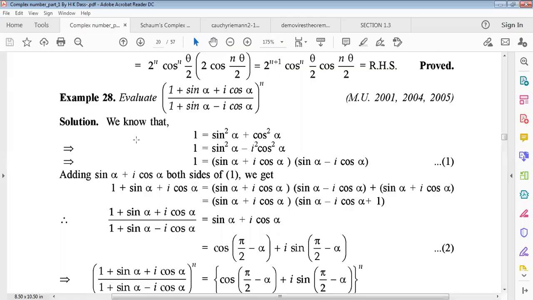Example 28. Evaluate ((1 plus sin alpha plus i cos alpha) divided by (1 plus sin alpha minus i cos alpha)) whole to the power n. We have to find out this value.